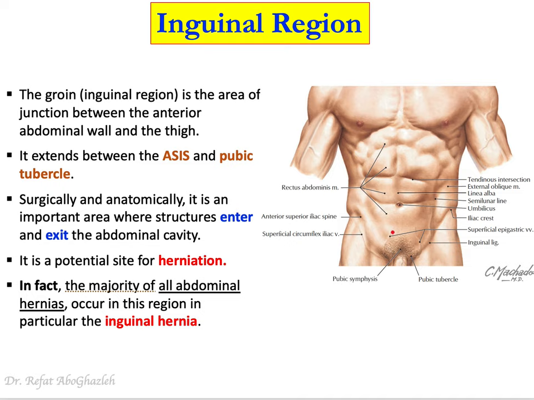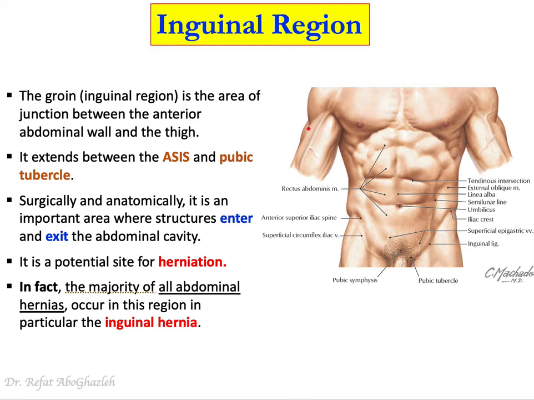Now that's mainly the anatomical part, and I would like guys to start with the clinical part. Now, I think you remember that we divided the abdomen into 9 regions, and this region was known as the inguinal region. Yes, this is the most potential location for herniation. Herniation.